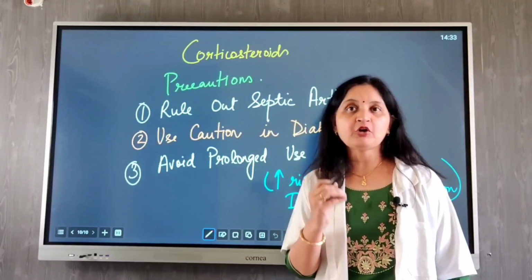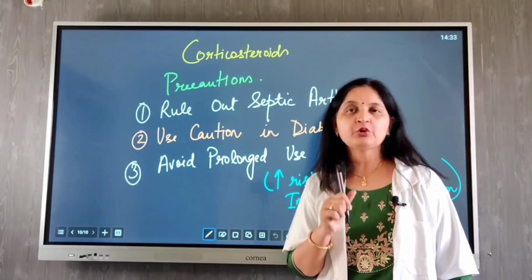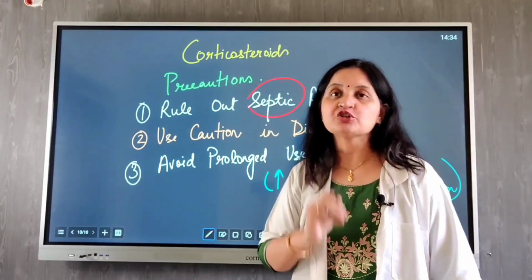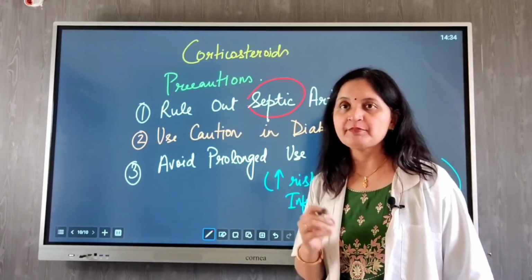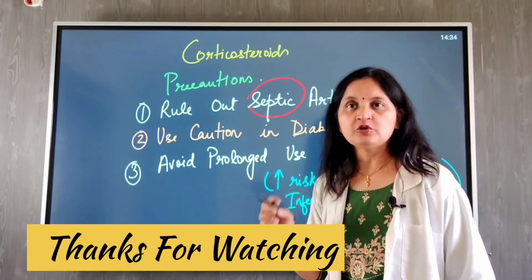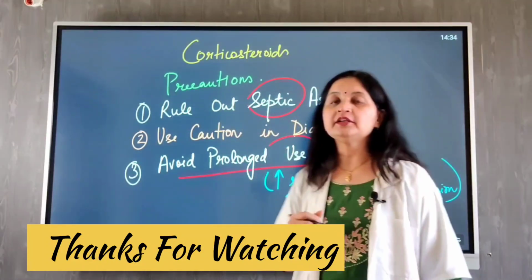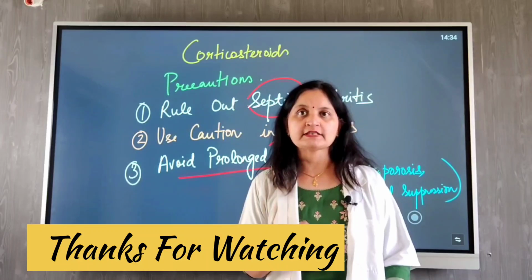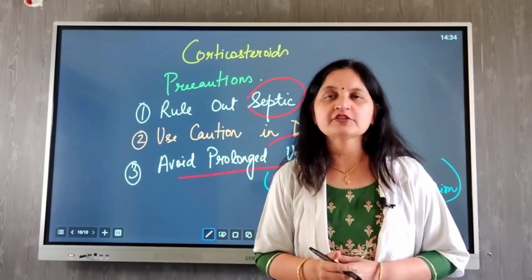Lastly, talking about the precautions that are necessary with the use of corticosteroids. Firstly, rule out septic arthritis before injecting the steroid into the joint cavity. Secondly, use caution in diabetic patients because steroids increase the risk of hyperglycemia when used long term. And thirdly, avoid prolonged use because it increases the risk of infection, adrenal suppression and osteoporosis. So these are some of the precautions that are necessary with the use of corticosteroids.